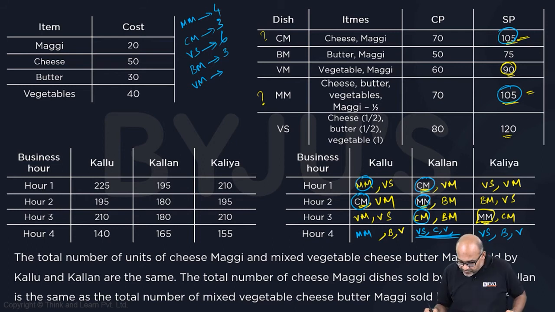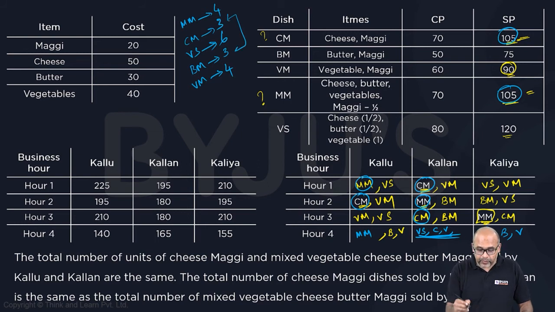VM is coming how many times? First R, it is coming twice. Second R, it is coming once. So that's total 3. And third R, it is coming once more. Total, it is coming 4 times. So it's a total of 4. So both CM and BM could be your answers.